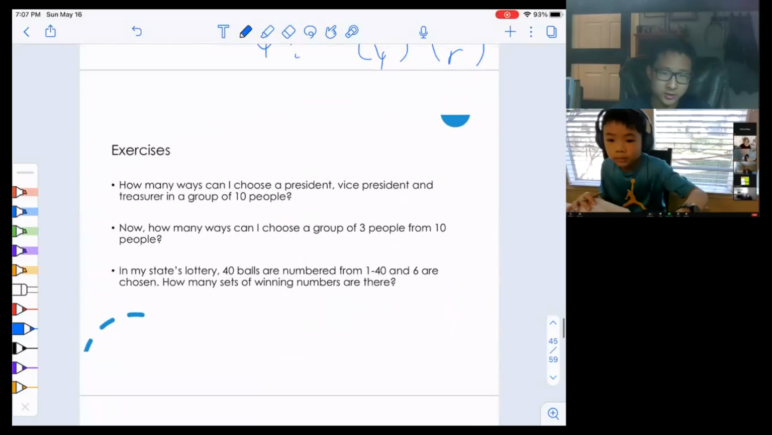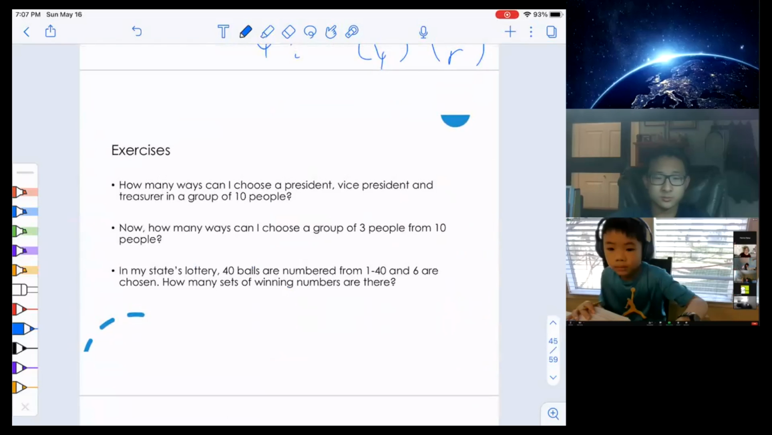So I have 3 exercises of choosing people from groups. Yeah, Alex, can you say what you want?